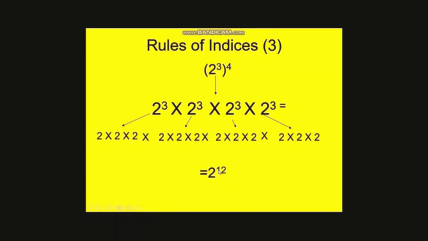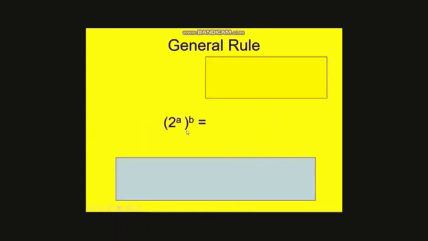So because I had 4 lots of 3, that means I've multiplied these two numbers together, 4 lots of 3, to give me 12. So our general rule is, if you've got 2 to the power A, and then you're taking that and putting it to another power B, so with the brackets, you would multiply this A and B to find your new power.